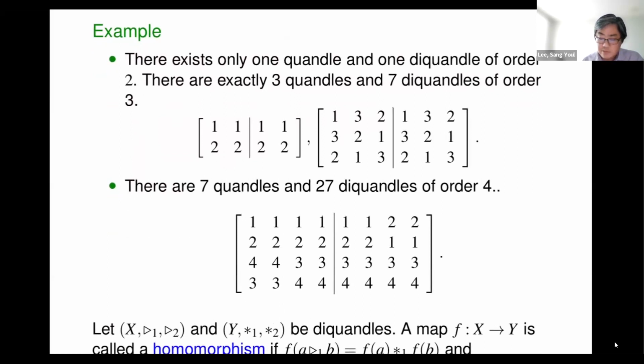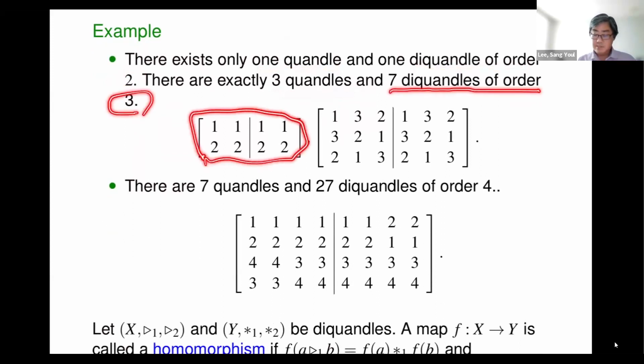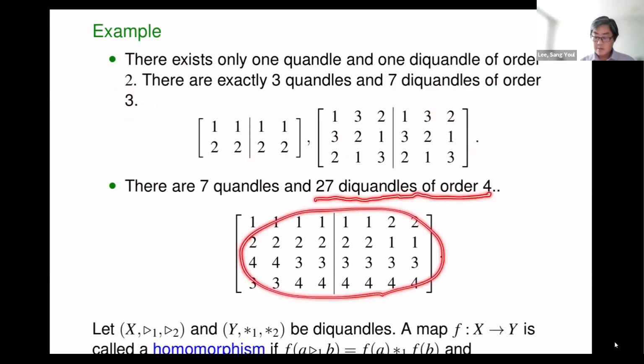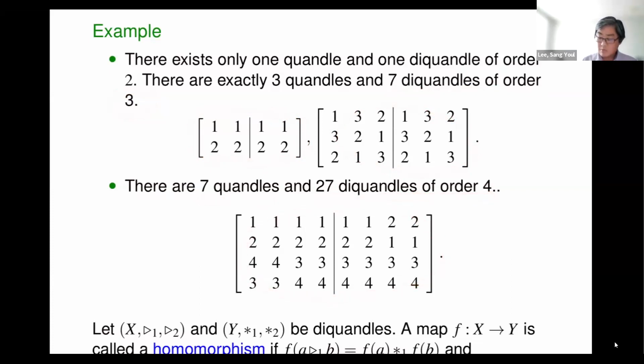Usually, we use finite quandles to compute some invariants. So I'd like to introduce a few things. There exists only one quandle and only one diquandle of order 2. And there are exactly 3 quandles and 7 diquandles of order 3. So these are examples of order 2, and this is an example of order 3. In the order 4 case, there are 7 quandles and 27 diquandles of order 4. So this is one example, a diquandle of order 4.